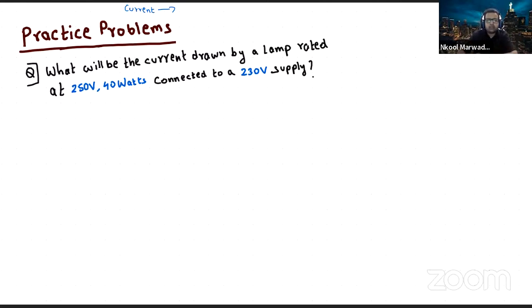So the first thing I can do is make a circuit wherein I have a lamp. I can call it a bulb. I have a battery, and since AC is not defined, whenever AC is not specified, we have to consider it is DC.